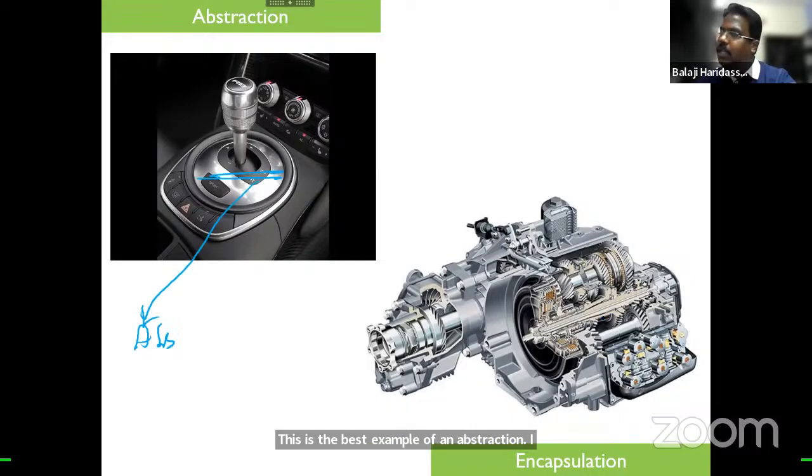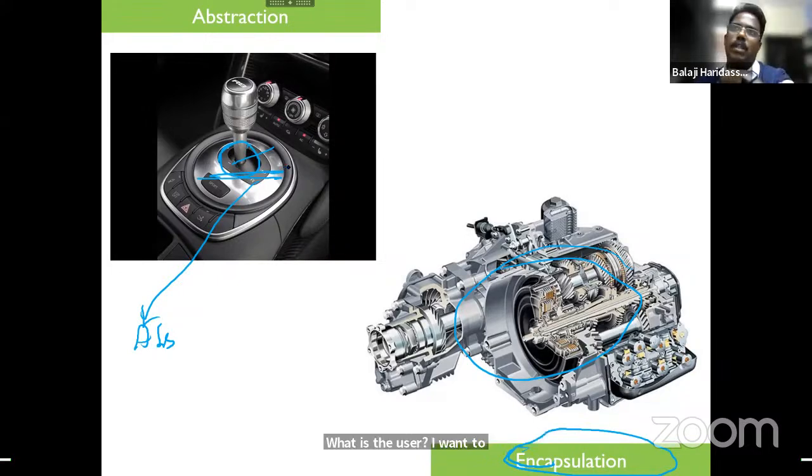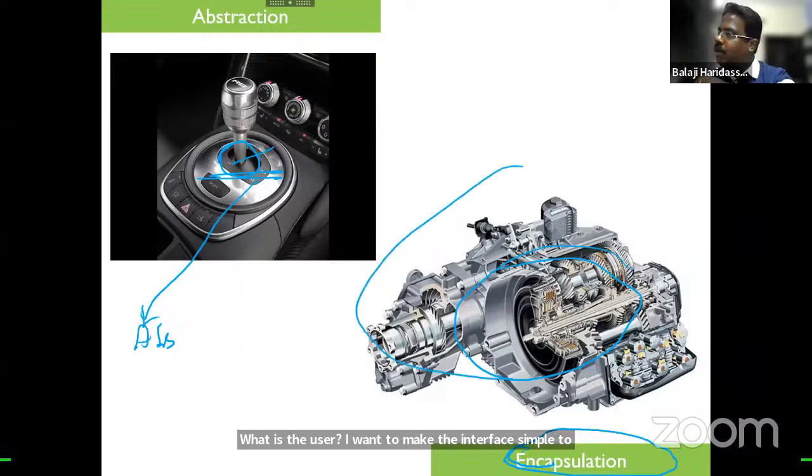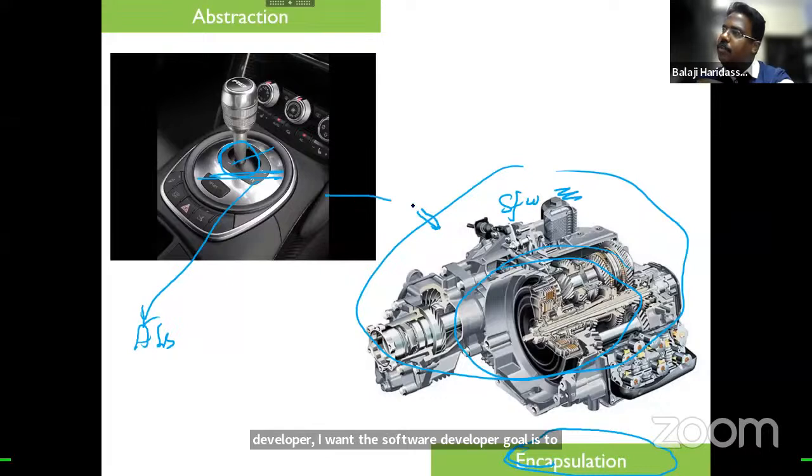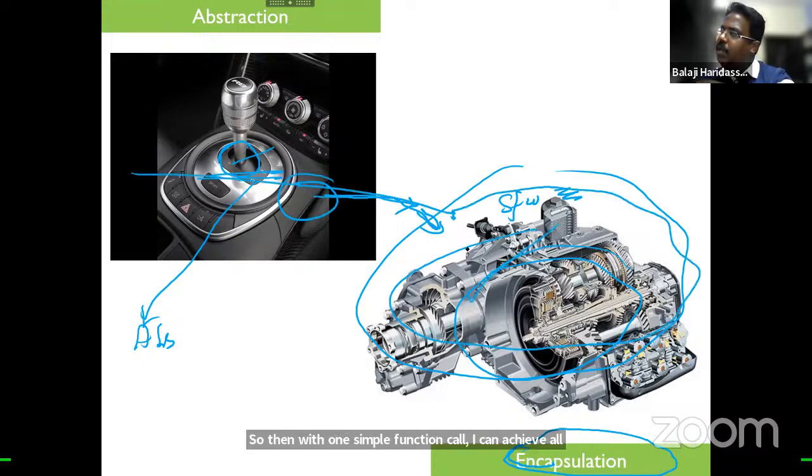I don't care how the internal gear shifting works. All I need is to change the gear to 1, 2, or 3 or put it to manual. The rest of the internal working is all internal. So that's why I encapsulated everything, all the complex operations internally. Whoever is the user, I want to make the interface simple to use. That is my goal. Whether it is a software developer, the goal is to provide a simple interface to the outside module so that with one simple function call, I can achieve all these things. And the person who is calling me need not worry about all this.